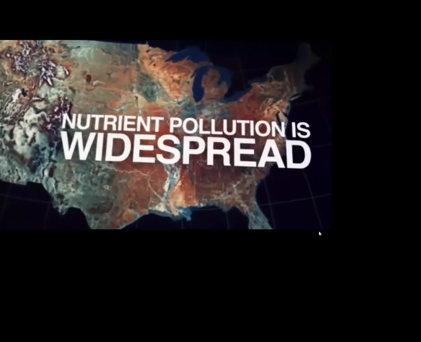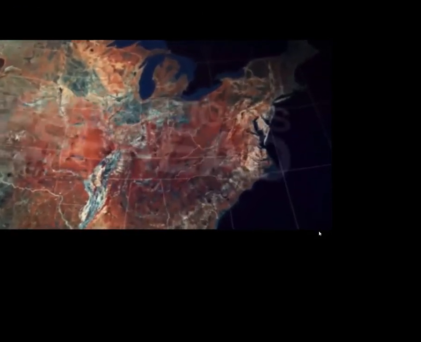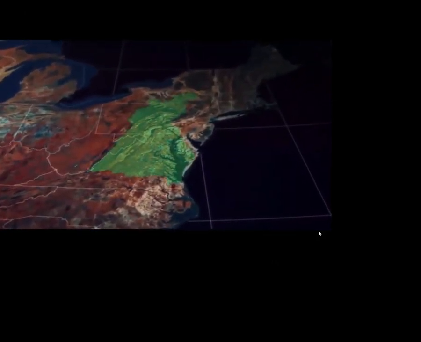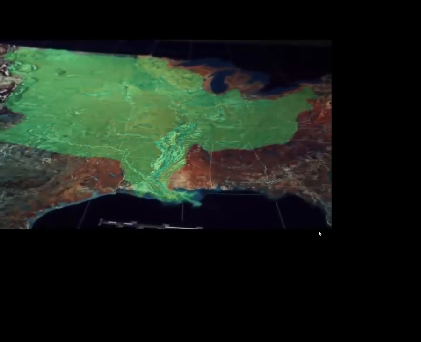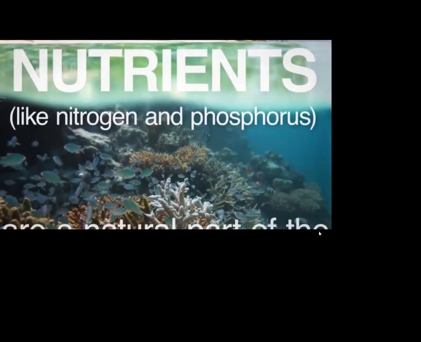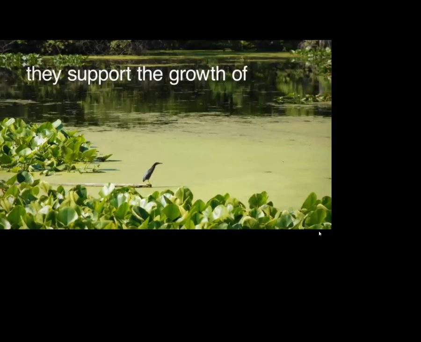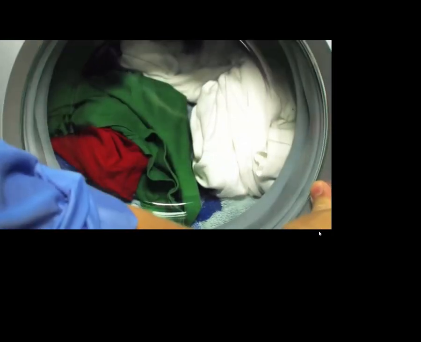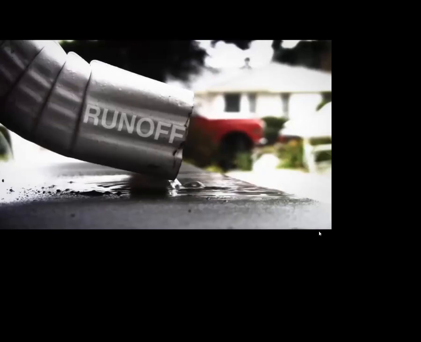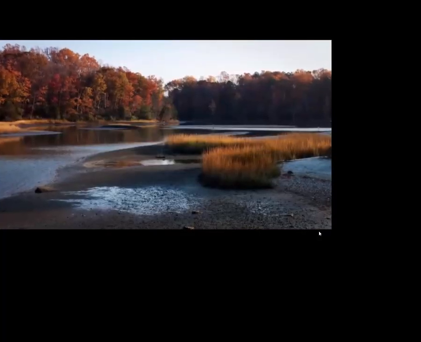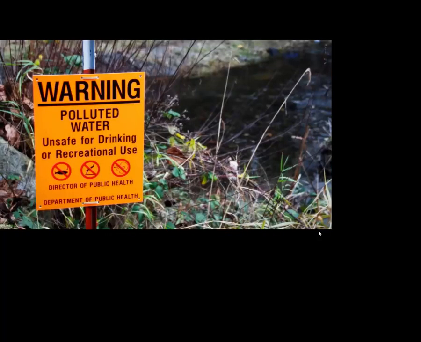Nutrient pollution is a widespread national problem and is well documented in places like the Chesapeake Bay, the Mississippi River Basin, and Puget Sound. Nutrients, like nitrogen and phosphorus, are a natural part of the ecosystem. They support the growth of aquatic plants. But human activities cause an excess of nitrogen and phosphorus in the environment. Surface and groundwater becomes polluted, creating a serious problem known as nutrient pollution.